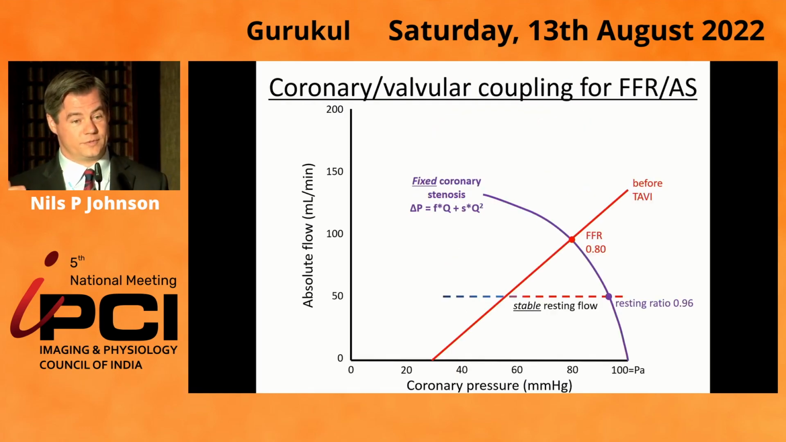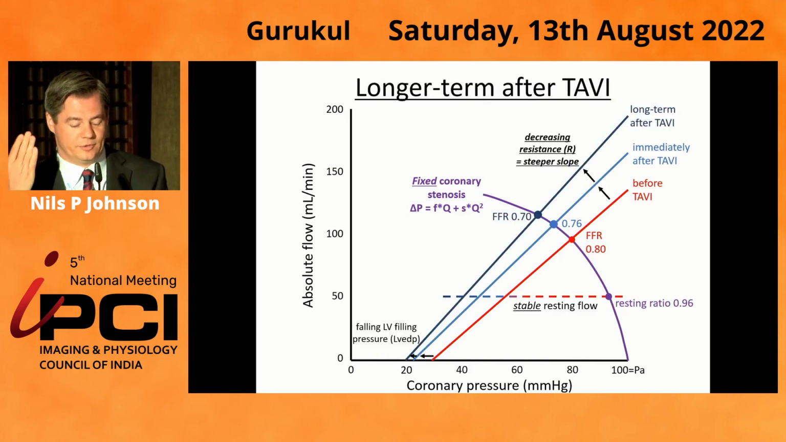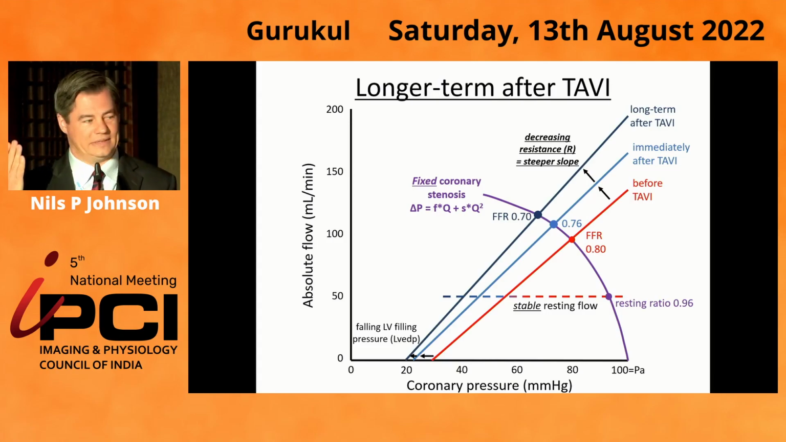So when you put those two curves together, they intersect, and the point that they intersect at is the FFR that you measure. So here's a fixed coronary stenosis in the purple curve, and where that touches the red line, let's say, for example, at an FFR of 0.8, that's what happens before TAVI. Now, immediately afterwards, you have a drop in LV filling pressure, so that line shifts to the left. You intersect the curve at a different point, maybe something like 0.76, and then over the next several months, as the hypertrophy regresses, that line rotates its slope up, and now perhaps your FFR might be something like 0.7.